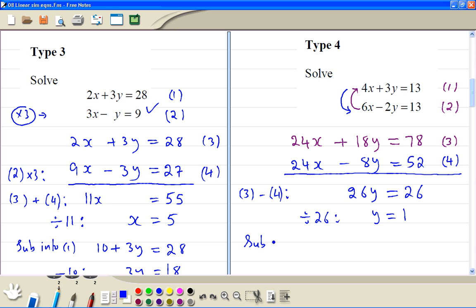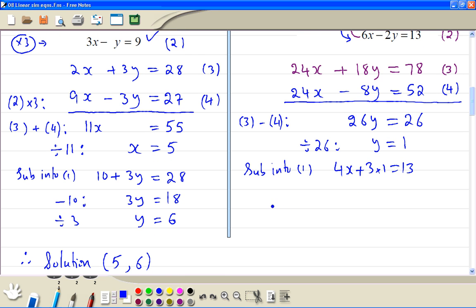Then sub into equation 1. So we have 4x plus 3 times 1 equal to 13. Then subtract 3, we get 4x is equal to 10. Divided by 4, we get x is equal to 2.5.